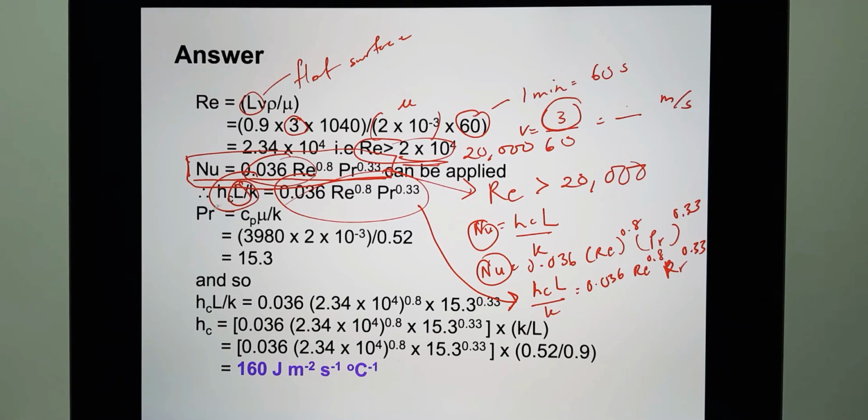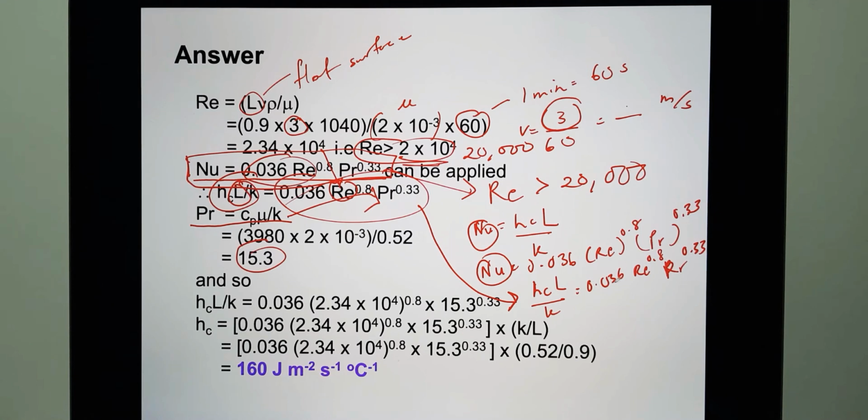So for Prandtl, you need to calculate the value. Why do you need to calculate the value for Prandtl? Because in this equation you have the value for Prandtl. Reynolds you have calculated just now. Prandtl is equal to Cp mu over K, and when you plug in all the values, you will get the value of Prandtl, 15.3.